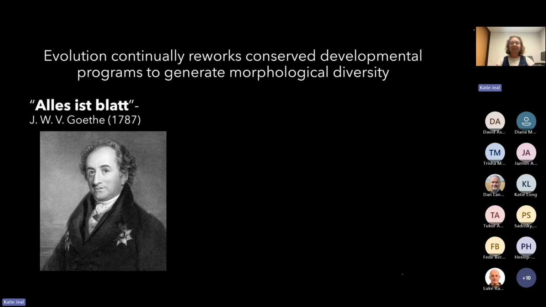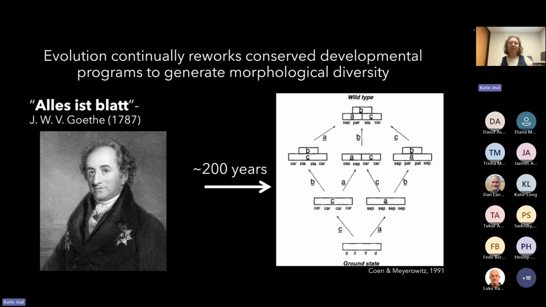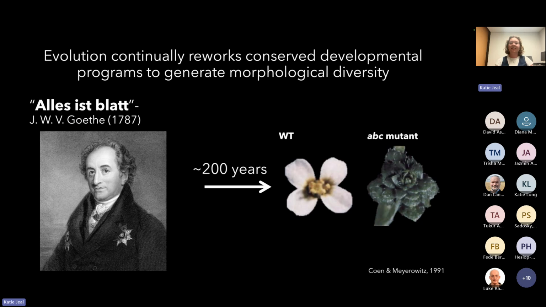This idea is not a new one. 200 years ago, the philosopher Goethe proposed that alles ist Blatt, everything is leaf, and he suggested one fundamental unit, the leaf, acts as the ground state from which all above ground lateral organs are formed. Today, we have strong molecular support for this with the ABC model of floral development. Loss of function of A, B, and C genes results in floral organs reversing to a ground state, producing a foliage leaf. This provides molecular proof of Goethe's theory and evidence that many lateral organs are homologous to leaves.